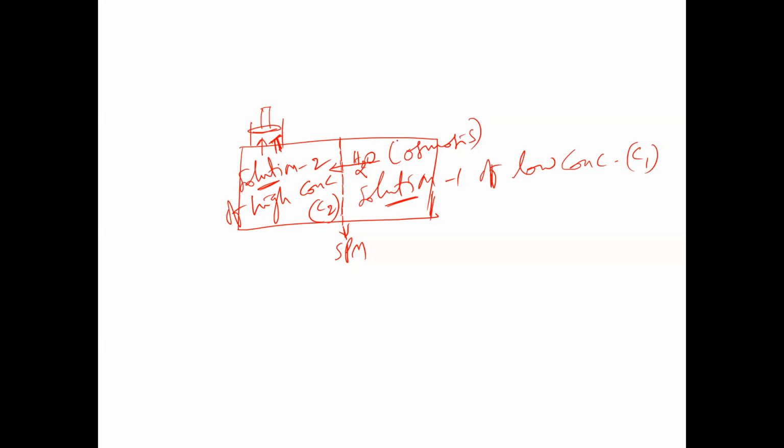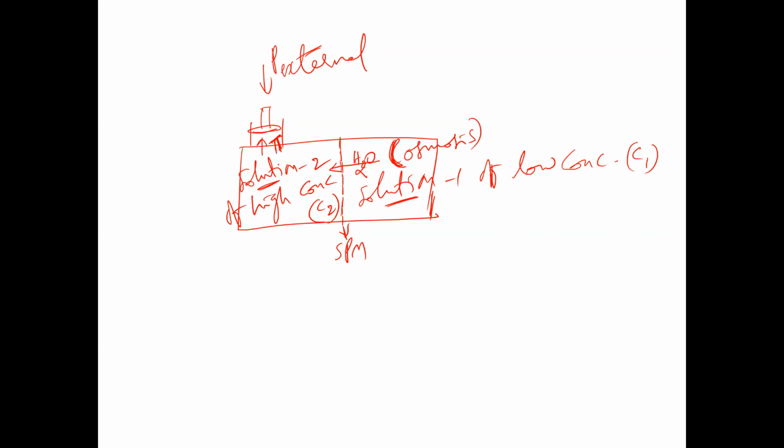If you want to stop this osmosis process, some external pressure which is equal to the osmotic pressure should be applied. Then only will the osmosis process be stopped. When the external pressure is equal to the osmotic pressure, the osmosis process will be stopped.